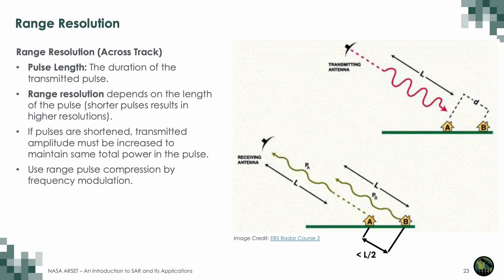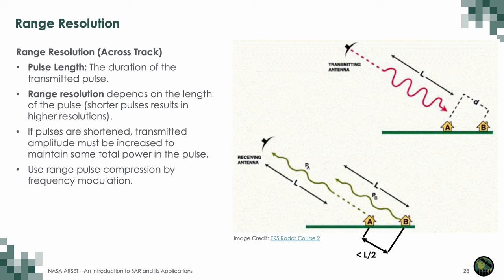The signal overlap will cause objects A and B to be imaged as one large object extending from A to B. If the slant range distance between A and B were greater than the pulse length over 2, then the two signals would be received separately and would be two different objects on the image. Shorter pulse lengths lead to better range resolution. If the pulse is shortened, however, it has a negative effect on the signal-to-noise ratio and decreased radiometric resolution.